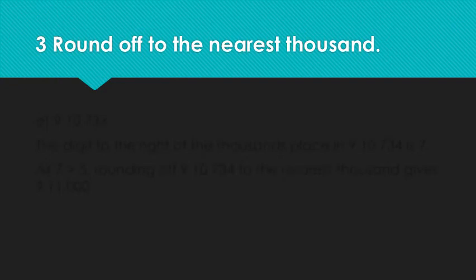Now the next type of question is round off to the nearest 1,000. So let's see the example. Here in the example we have the number 9,10,734, and we have to round off this number to the nearest 1,000. So what is the digit at the 1,000 place? It is 0. The digit at the 1,000 place is 0.